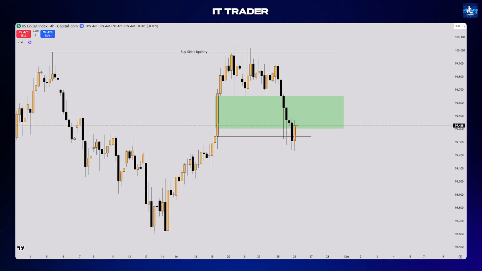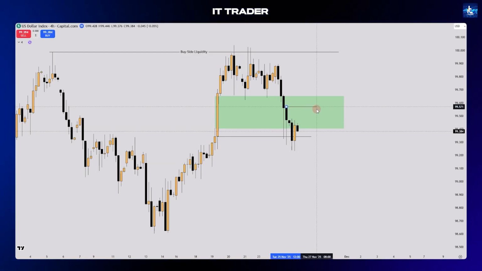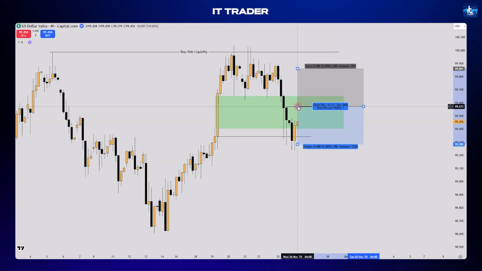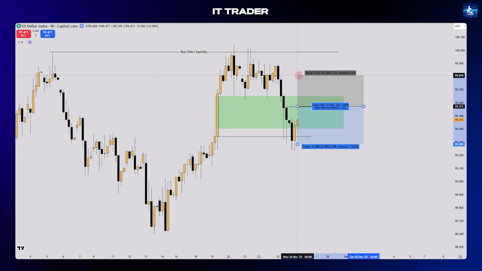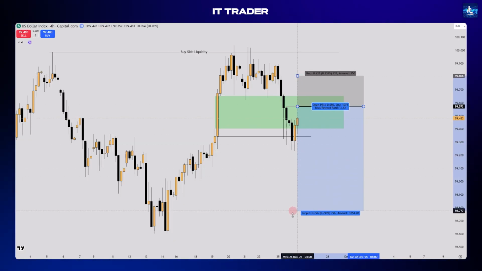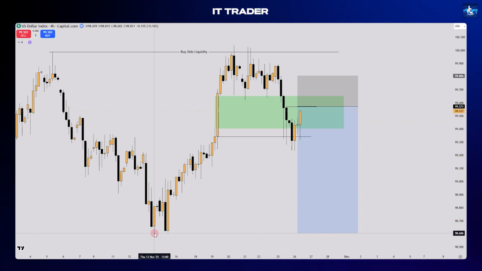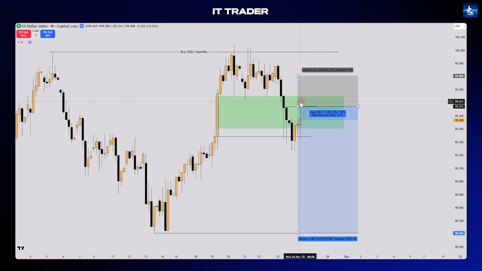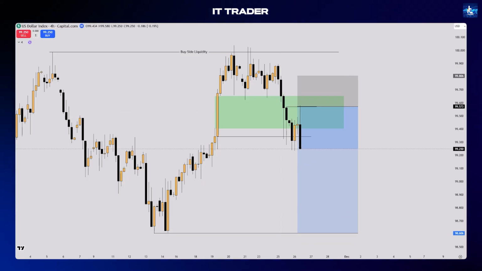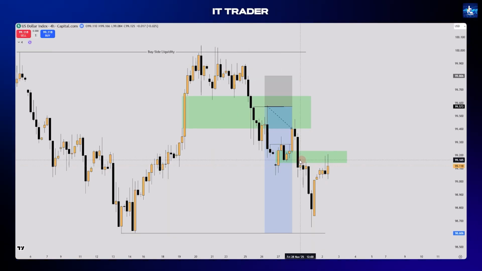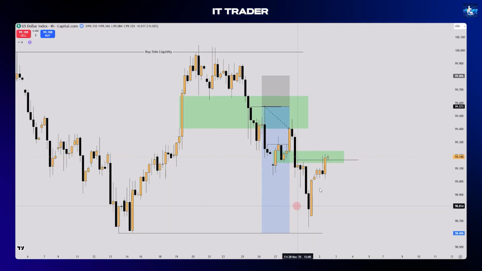When the model is formed, I wait for a pullback to the marked inversion area. In this case, it's logical to expect a return to this zone because it's the first short fair value gap formed after the reversal. At the same time, there is another fair value gap above, so I place a stop loss behind it, taking into account the possibility of a deeper test. In such a situation, you can place a limit order and calmly wait for a return to the zone.